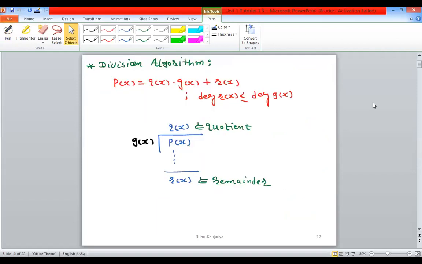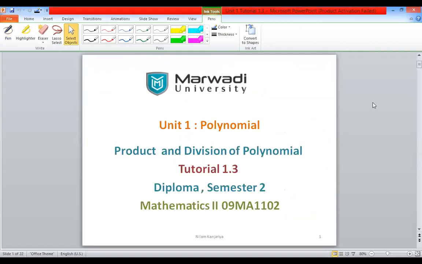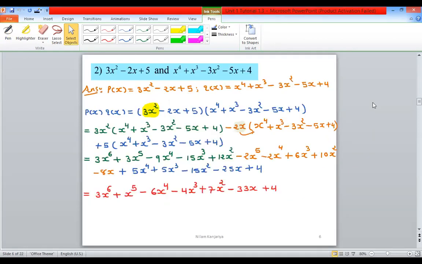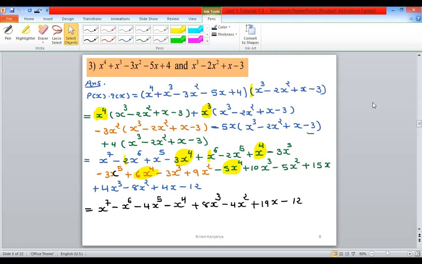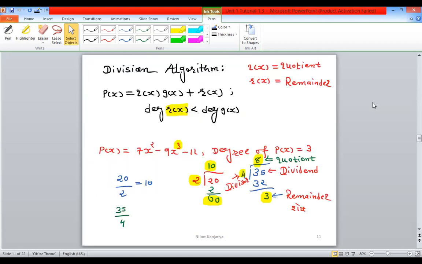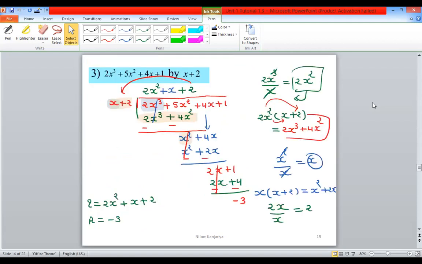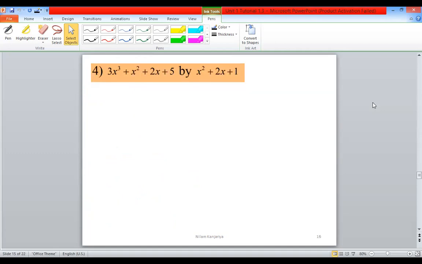This is your tutorial number 1.3, product and division. Some product examples we already discussed, and three or four examples of division we also discussed. Let's try today example number 4, the division of a polynomial. So students, look at your screen, your tutorial number 1.3 will start.